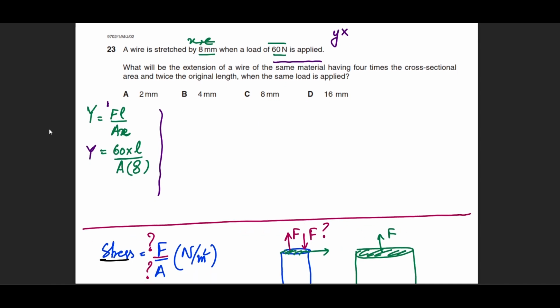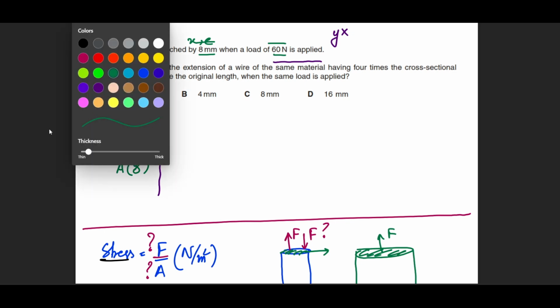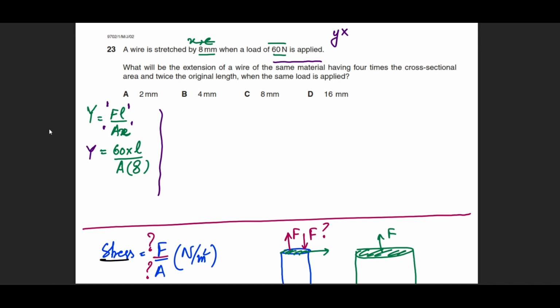Because if you change the force, the length, the cross-sectional area, or the extension, whatever happens, these new dimensions will respond in such a way that it gives you the same answer for Young's modulus. That is the main clue, the main helping point that enables you to solve the questions, because if the material is the same, the Young's modulus will not change.